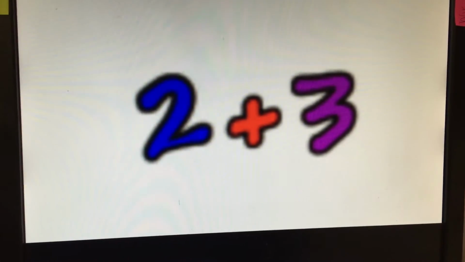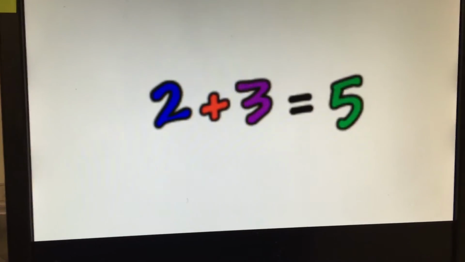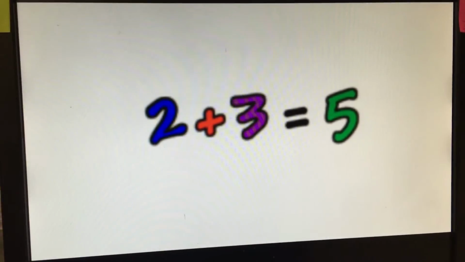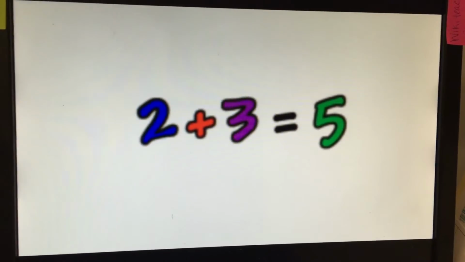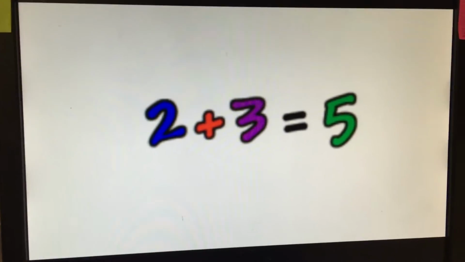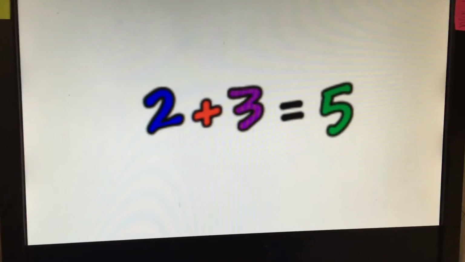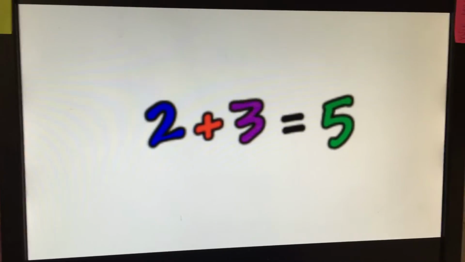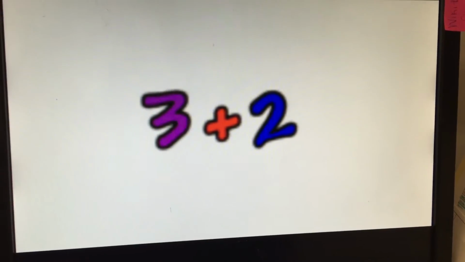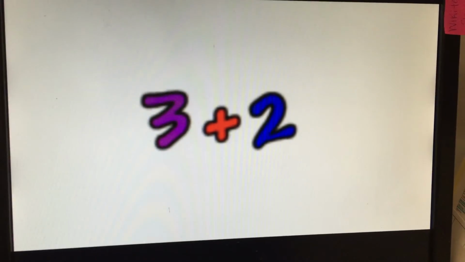2 plus 3. That was an easy one, right? It equals 5. How about if we switch the order of the add-ins? Remember that the add-ins are the 2 and the 3, the numbers that you add together in an addition equation. So if we switch those around, 3 plus 2, what does that equal?